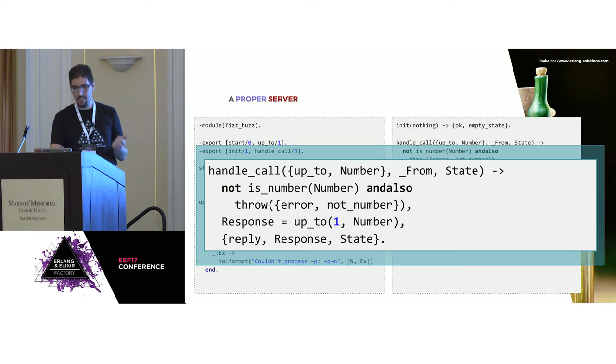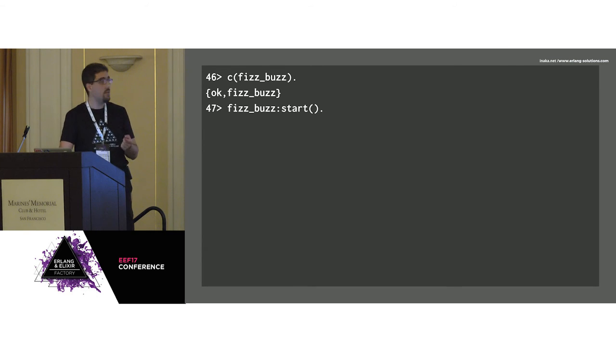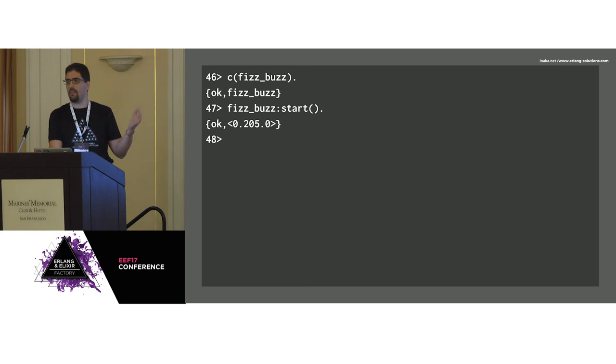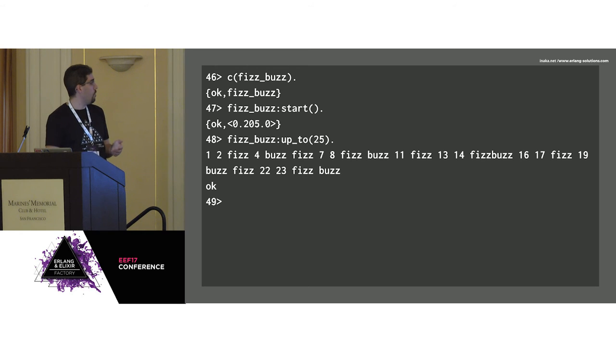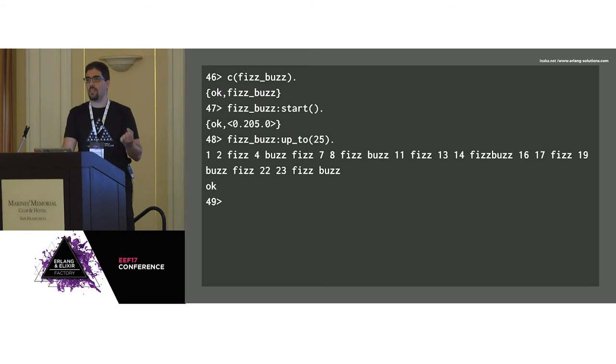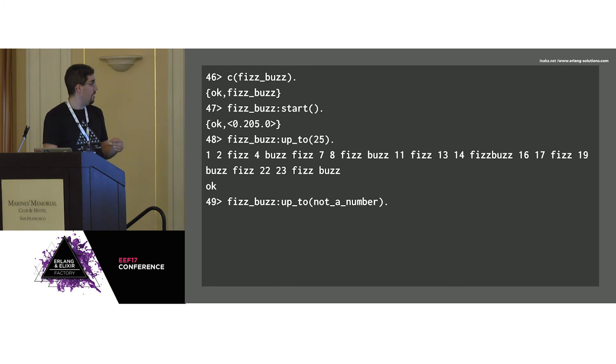So it's a server. When I go to the console and I compile, I have to start it first. And I put the name on it so I can call it. And then I count up to 25. And it actually works. And the only thing that's missing here is to try to see what happens if I provide something that's not a number.